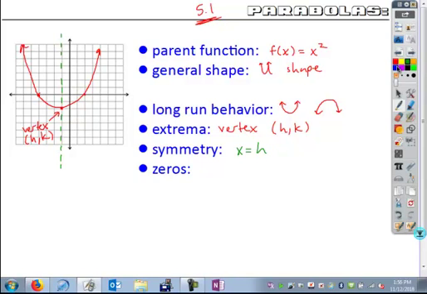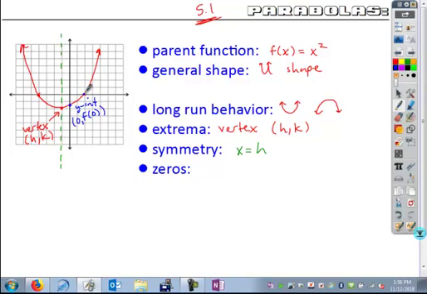In addition to this, you may also need to identify the y-intercept. The y-intercept, like any y-intercept, and we'll talk about it in this section as well as the next section, can be found by evaluating your function at 0. So it'll be the coordinate (0, f(0)), where the y-coordinate is whatever the function is when you evaluate it at 0. That'll give you your y-intercept.